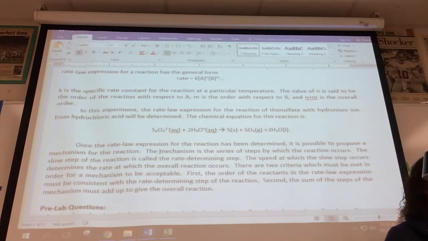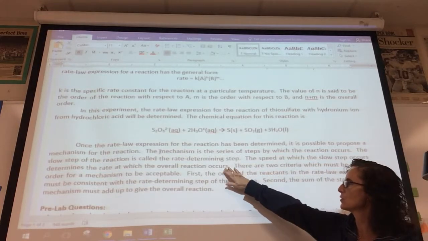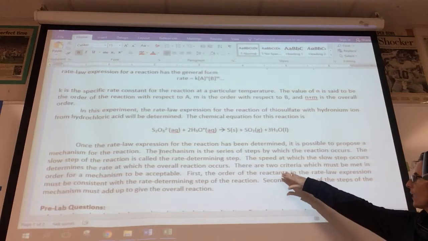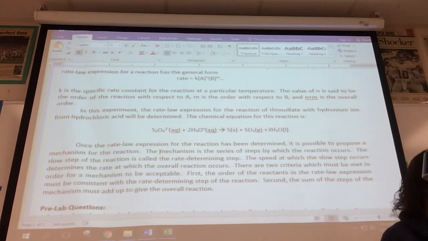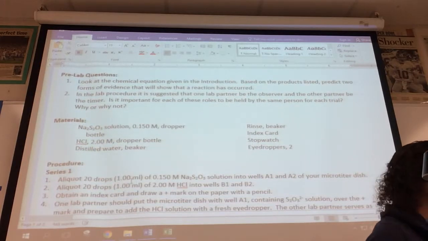A slow step probably is not unimolecular. It's probably bi or even ter. The slowest step will have the highest molecularity. So the speed at which the slow step occurs, again, determines the overall rate of the reaction. So first you're going to figure out the rate law, then you're going to try and come up with a potential mechanism for this reaction. There are 2 pre-lab questions. They're both pretty simplistic. I don't think you'll have any trouble answering them.